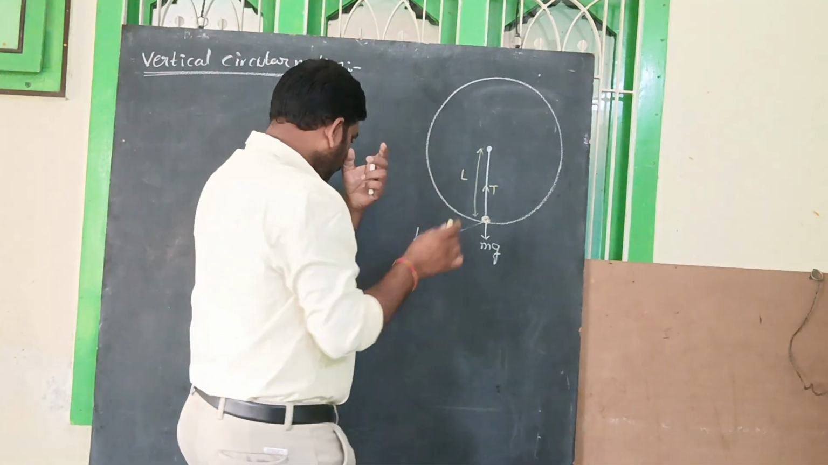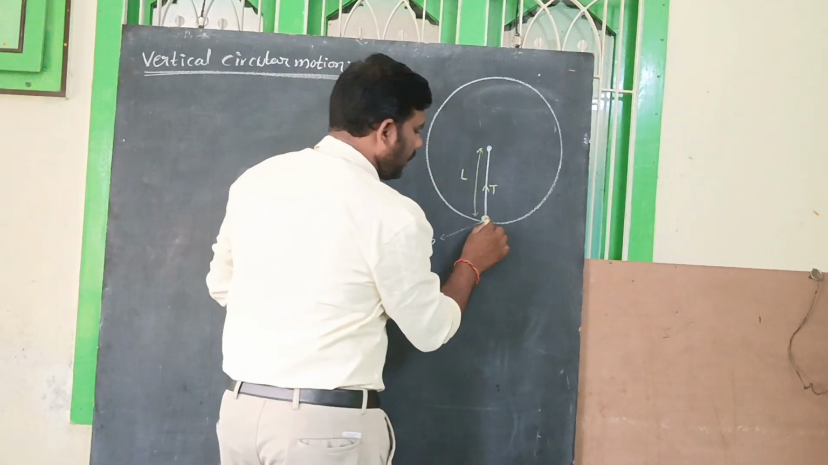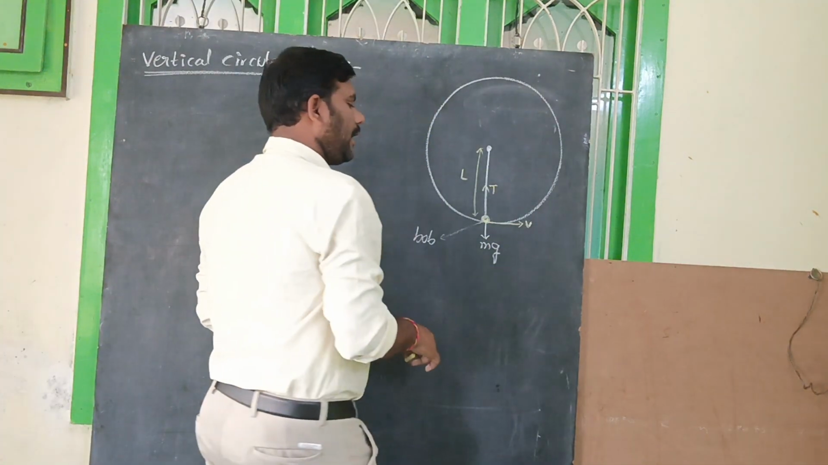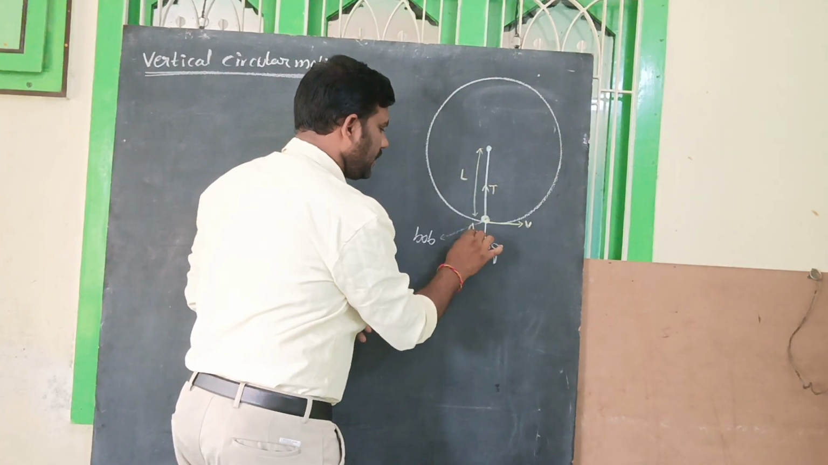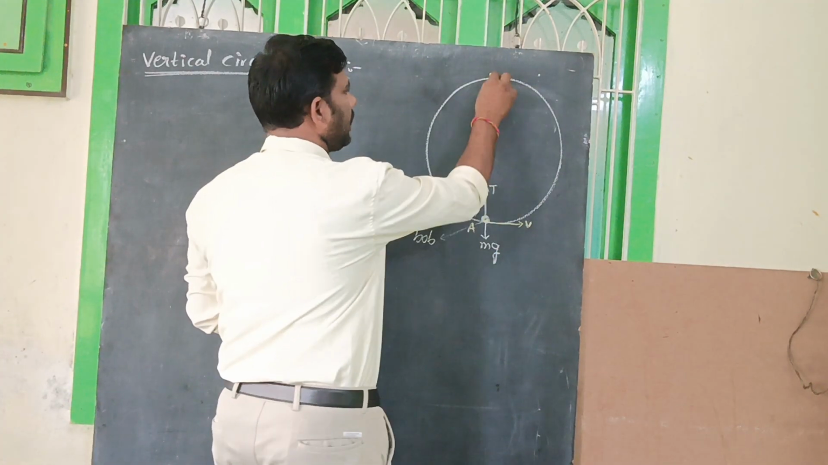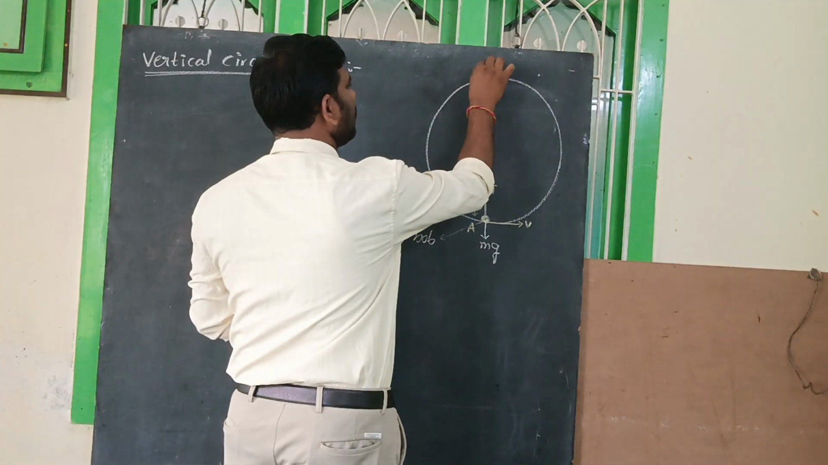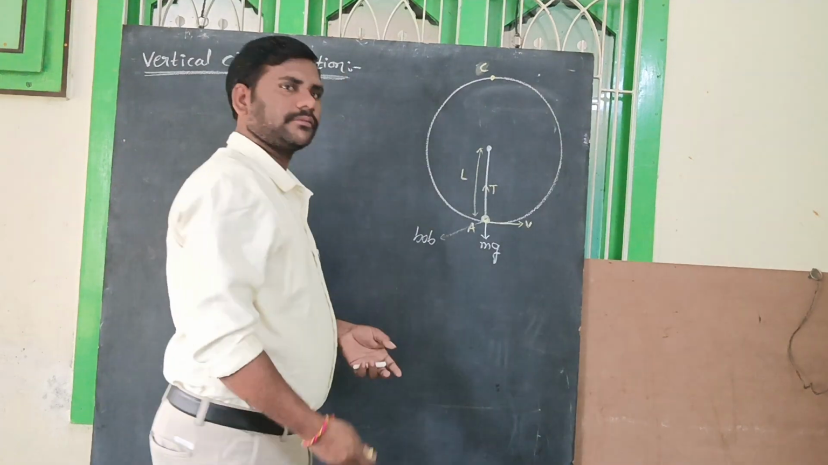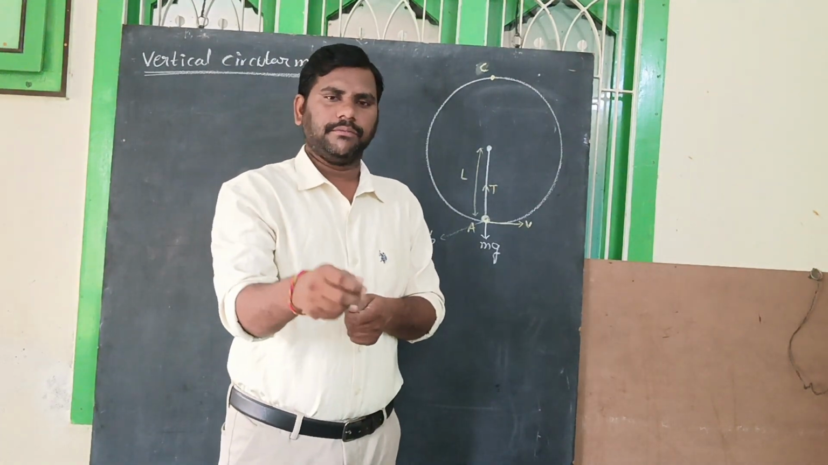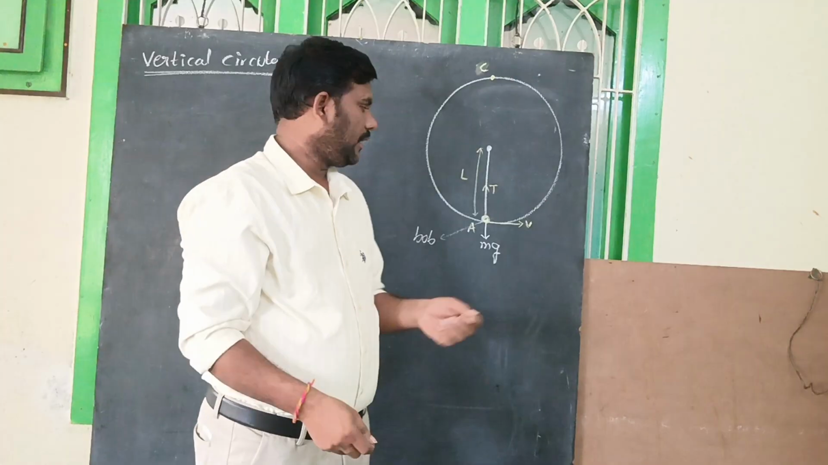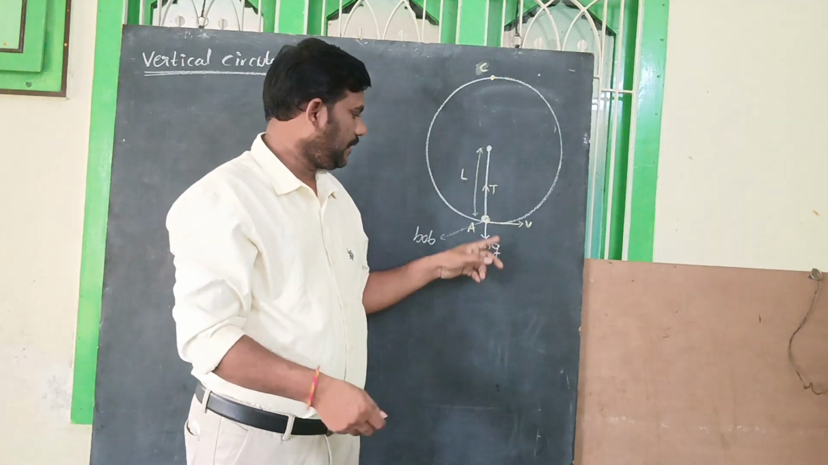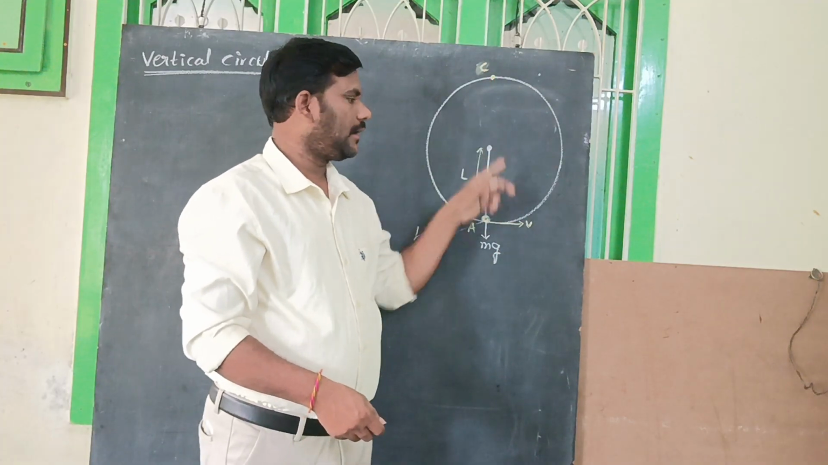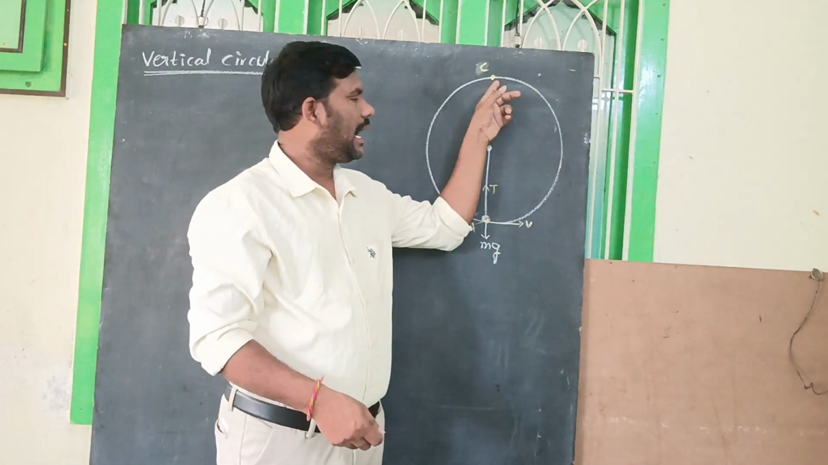Here we supply some velocity at the lowest point. We consider this as the lowest point A and this as the highest point C. So the pendulum is rotating through half of the vertical circle, and the bob moves from the lowest point to the highest point.